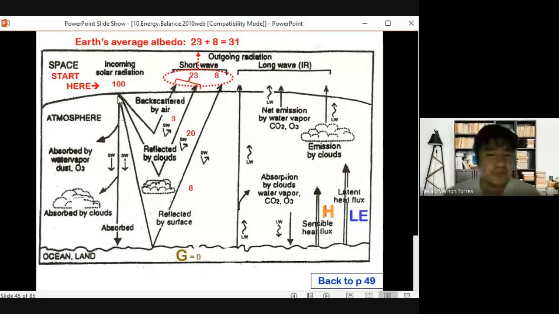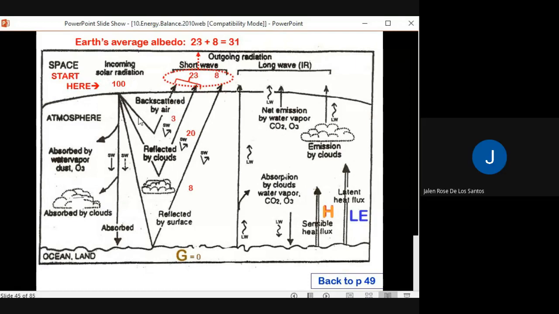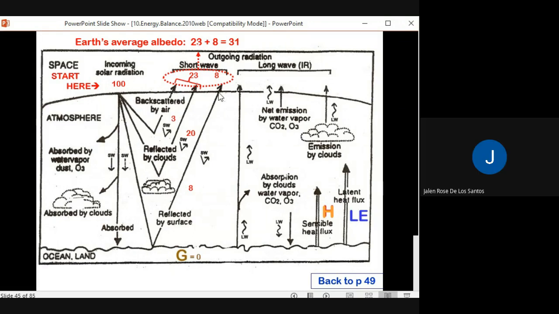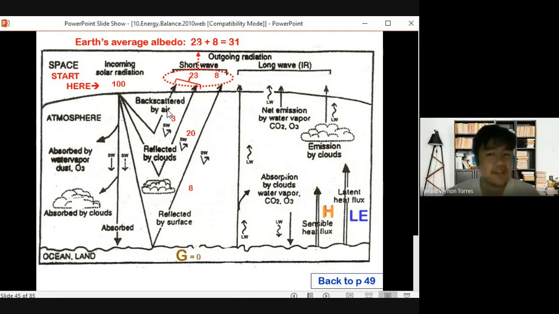Okay, tignan mo, ano nangyari dito sa mga radiation na to? Sa shortwave radiation, anong tawag dito pag nag-bounce back? Albedo effect. Albedo. So may albedo ka dito. So ano nangyari dito? Incoming pa rin ba to? Outgoing na. So technically at this point, ilan ang outgoing energy mo na shortwave? 3 plus 23 plus 8 is 31. So 31 yung albedo. Yung reflected light waves mo or shortwave radiation, that's 31 yan.